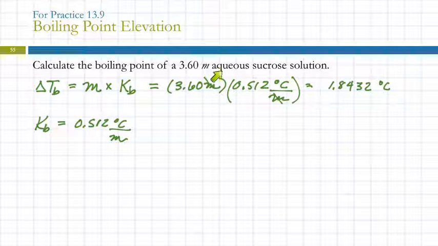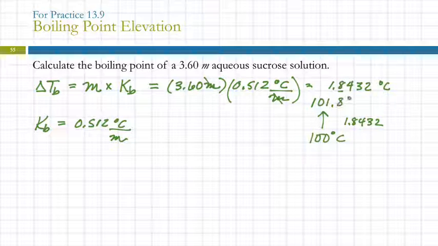The word aqueous here tells me what my solvent is. It's water. What's the normal boiling point for water? 100, right? So 100 degrees, and we're going up. The change is 1.8432. And so our new boiling point is 101.8 degrees Celsius. Any questions?